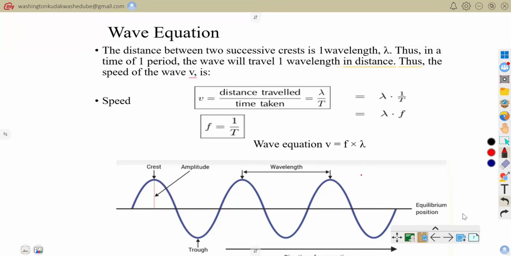So that is what we refer to as the wave equation. This wave equation applies either to transverse waves or to longitudinal waves, either to mechanical waves or to electromagnetic waves. The wave equation will always be given by v equals f times lambda, where v represents the wave speed, f represents the frequency of the wave, and lambda represents the wavelength. That is what we refer to as the wave equation.